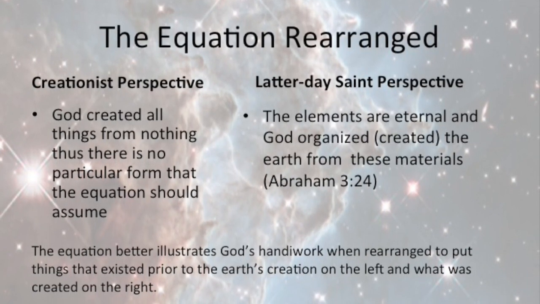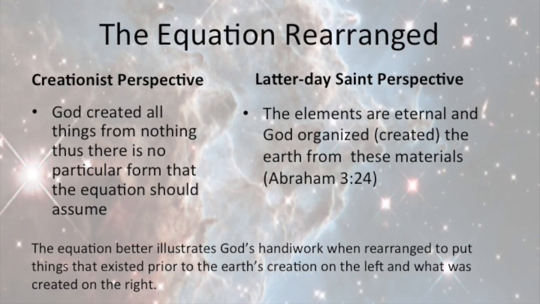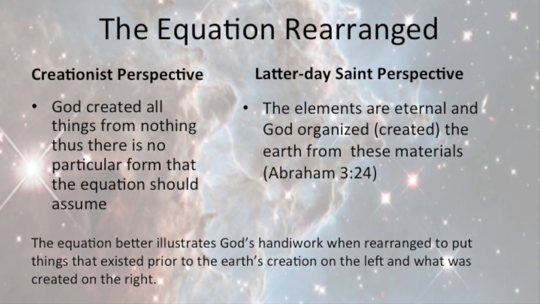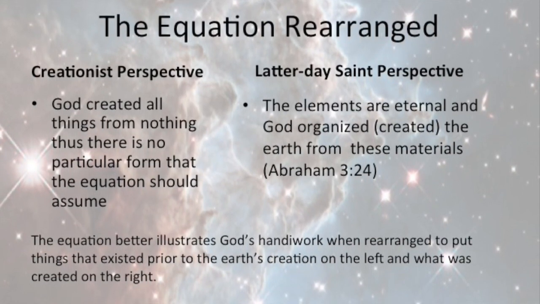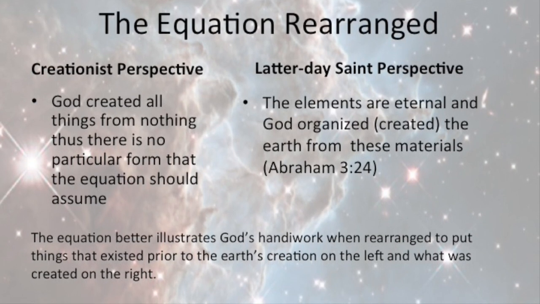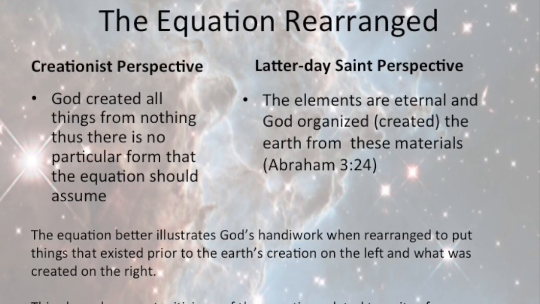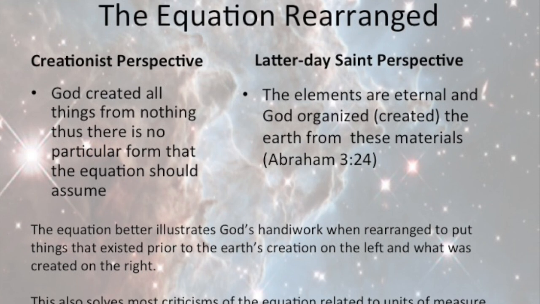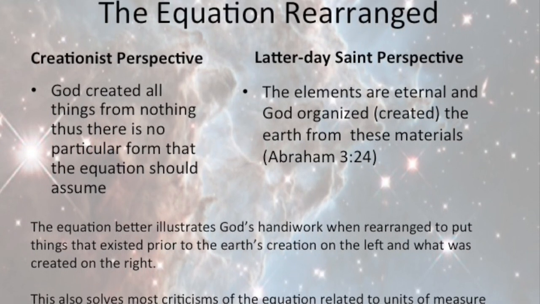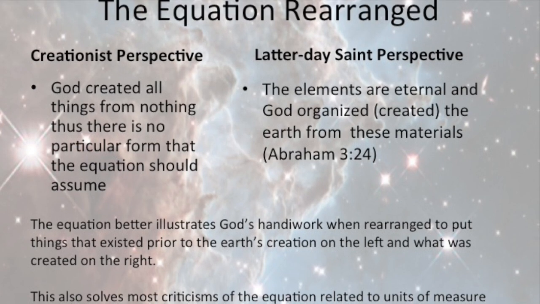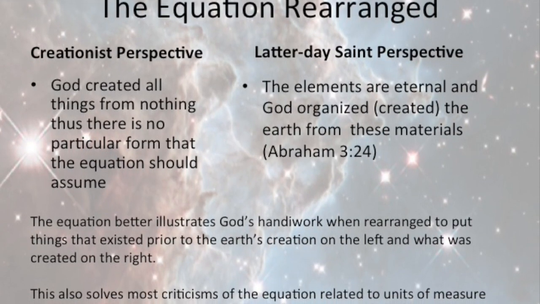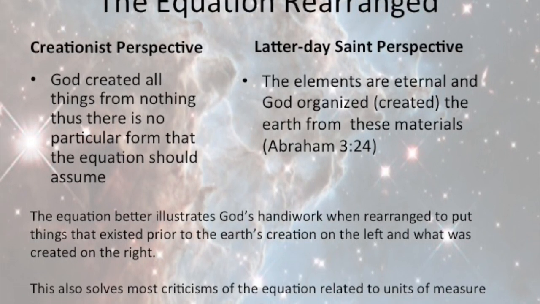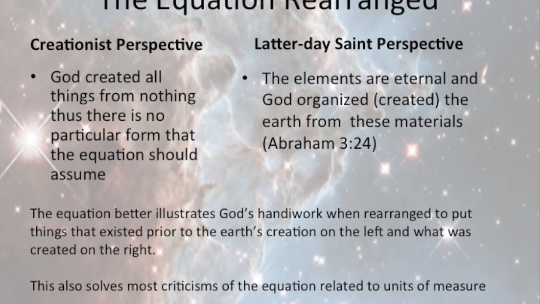because we believe that the elements are eternal and that God simply organized or created the earth from elements that were eternal. For example, when you look at the Doctrine and Covenants, section 93, you will find that light and spirit and matter were neither created or made, neither indeed can be, but that all elements are eternal, and the spirit eternal.